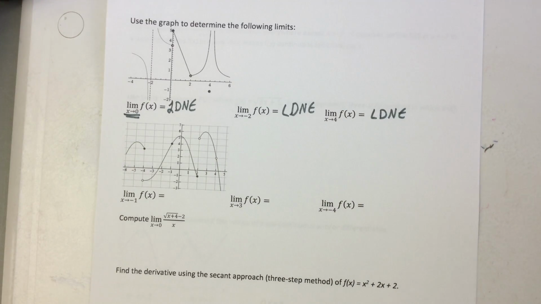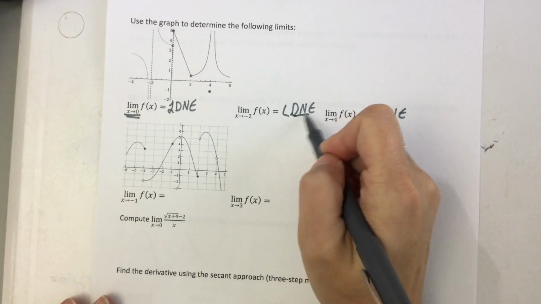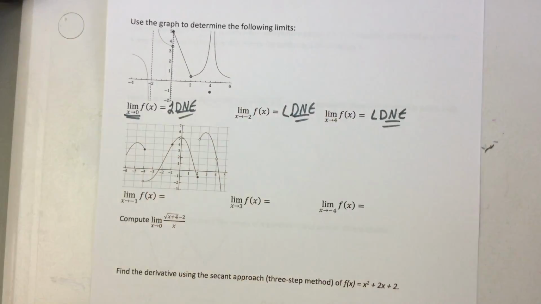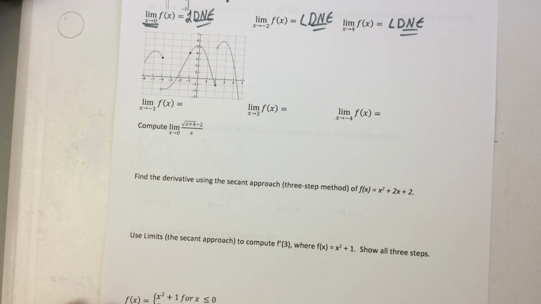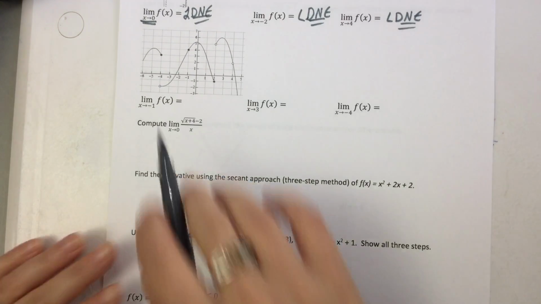So those are examples of where the limit does not exist. On the test, you could put DNE, does not exist. Okay, totally fine. Let's look at another one. I just want to make sure you have a lot of visuals in the study guide.